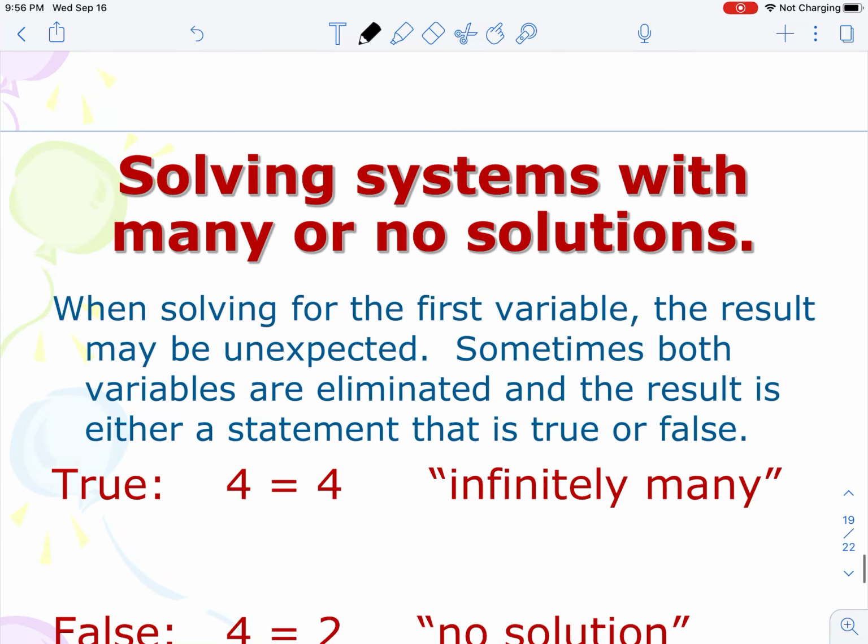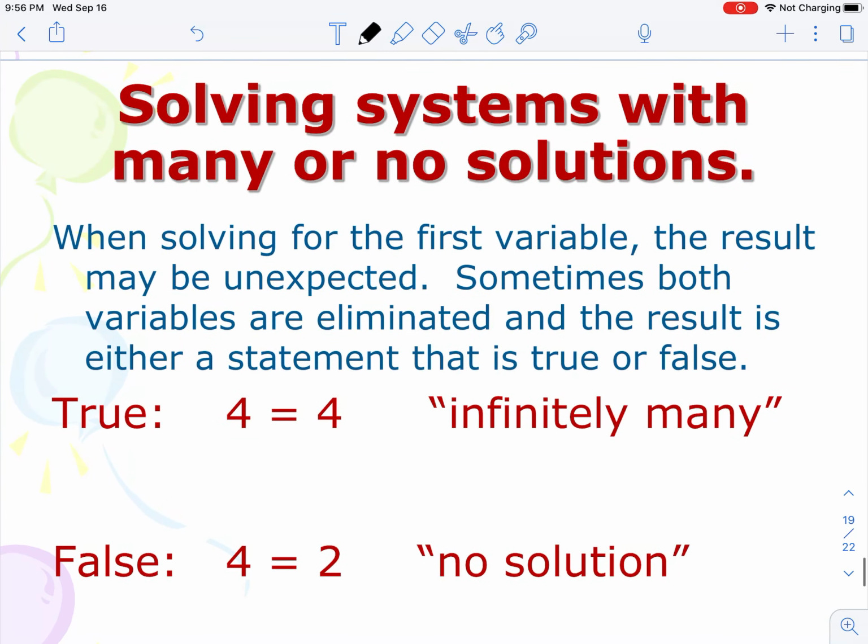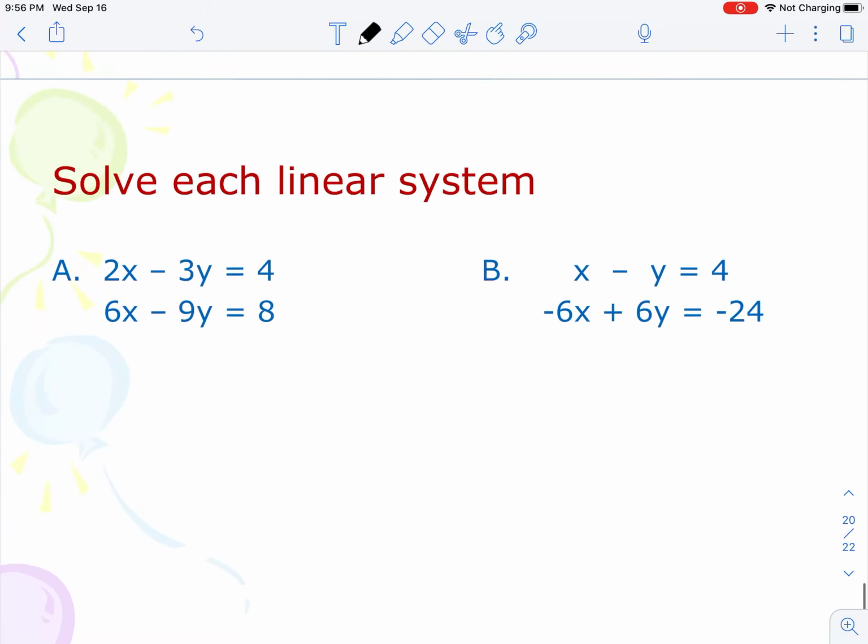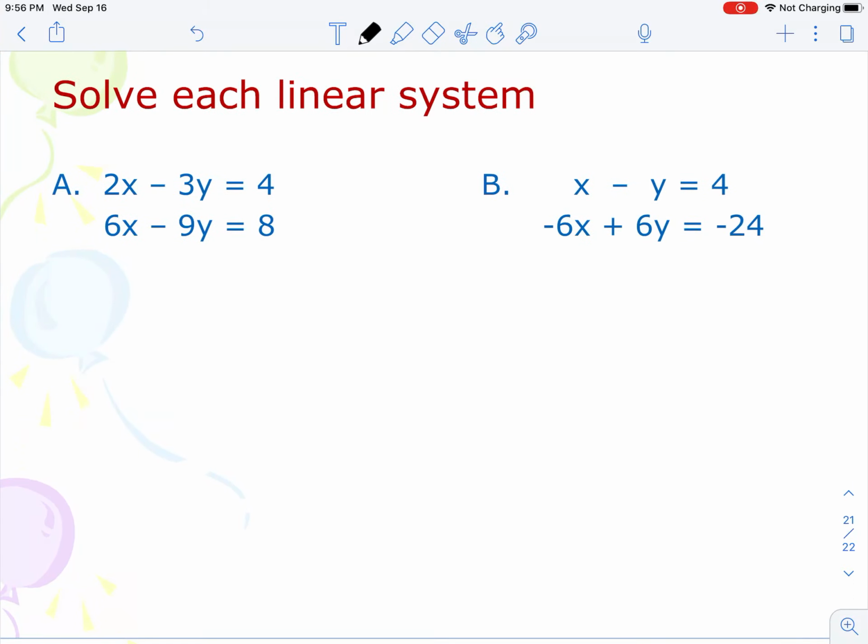So what we've been talking about is solving systems of equations using substitution and elimination. Remember, if you end up with a true statement, it's infinitely many. If you end up with a false statement, it's no solution. Try these on your own as practice.